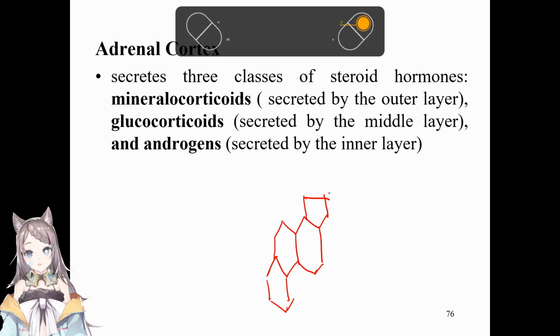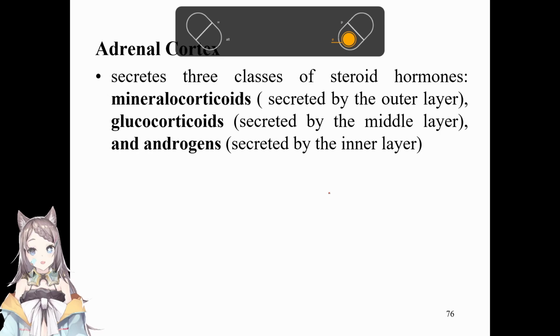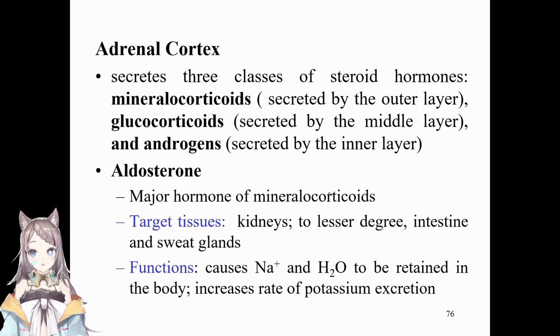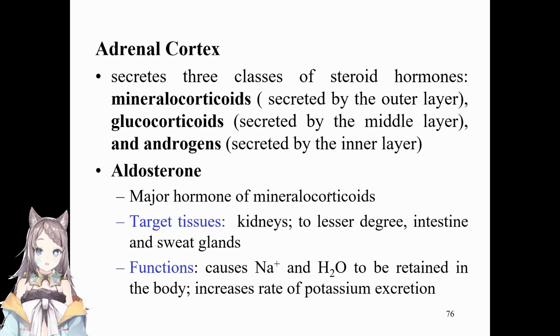Okay, so it is divided into 3. You have your mineralocorticoids, glucocorticoids, and your androgens. The major mineralocorticoid is your aldosterone. It is the major hormone of mineralocorticoids. Its target tissues is your kidneys, to a lesser degree, the intestine and sweat glands.